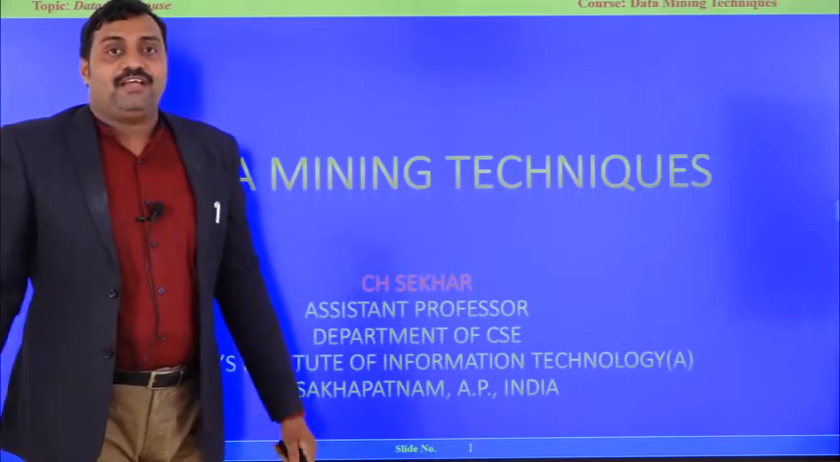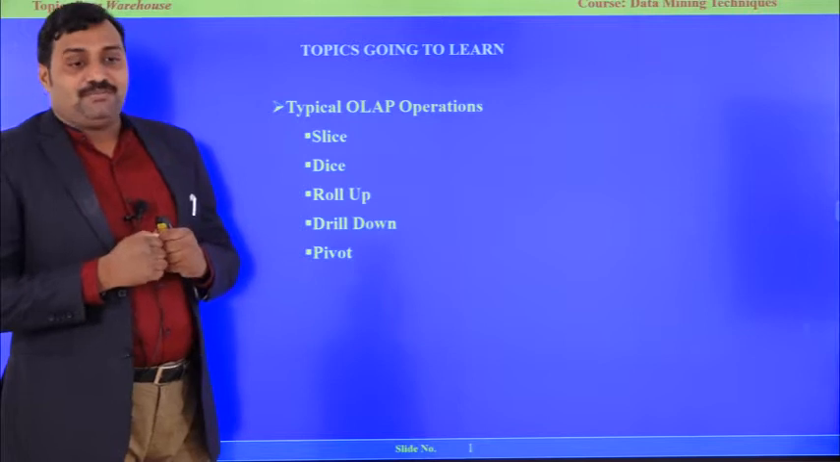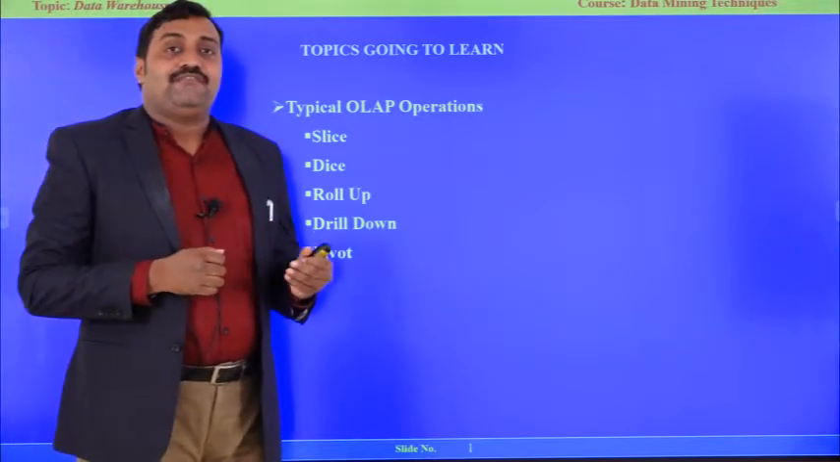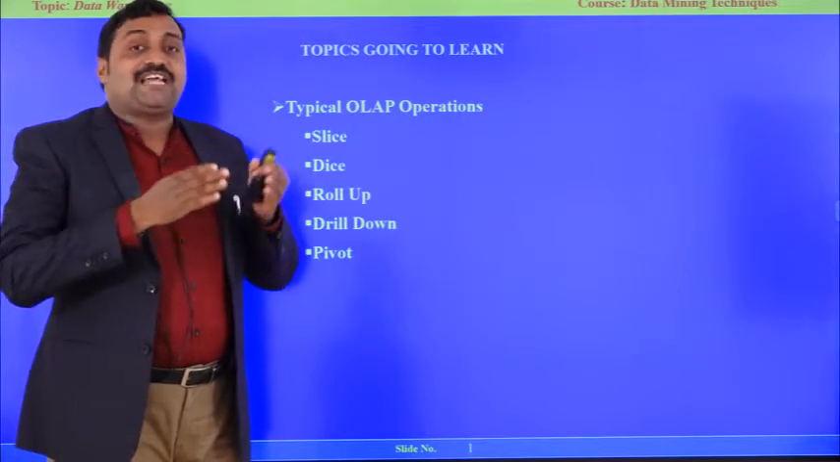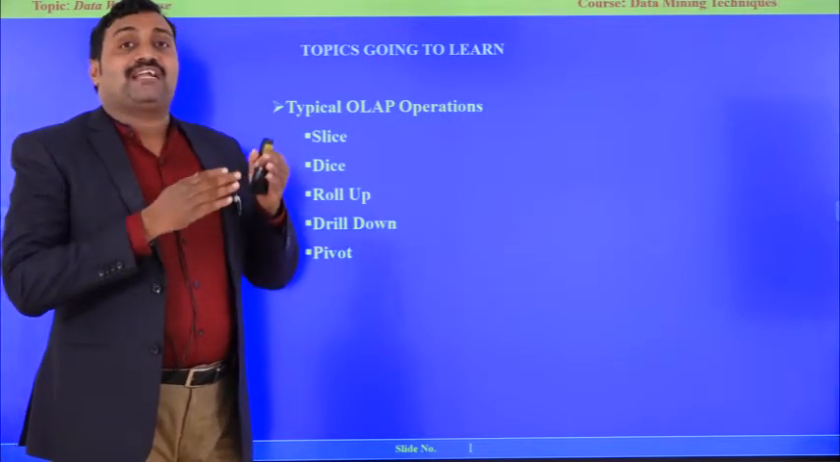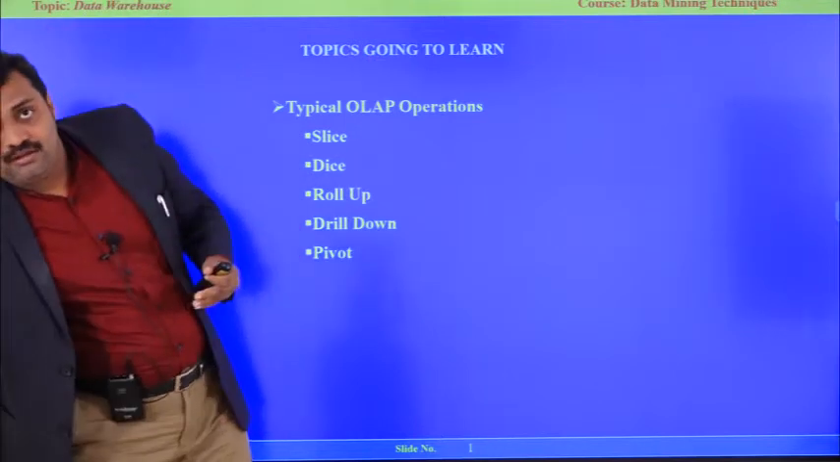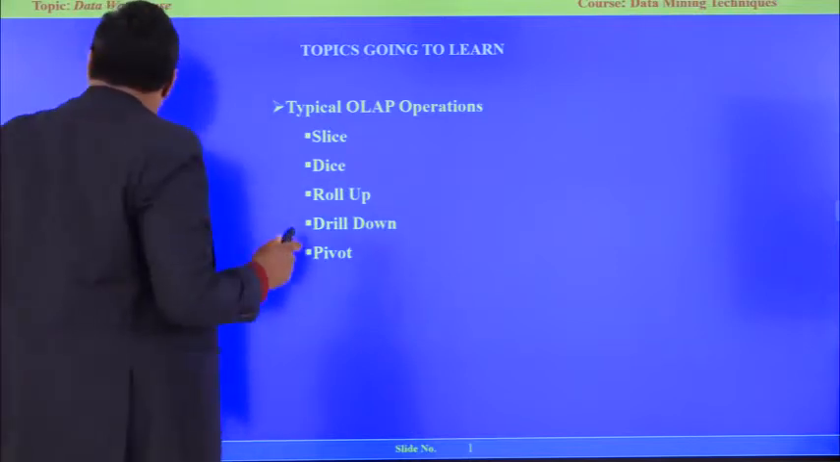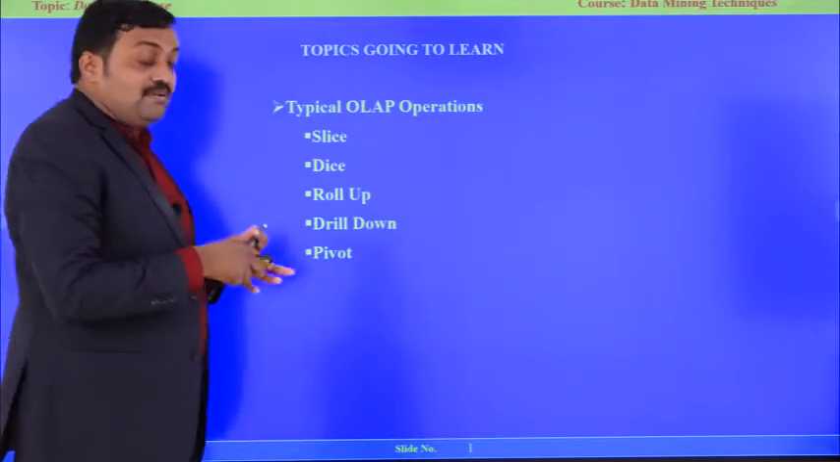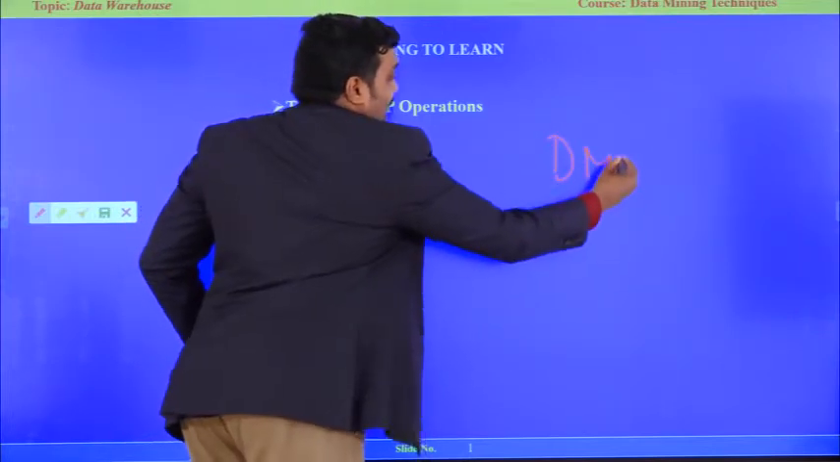Everyone, today I am going to discuss a very interesting and important concept. In previous sessions we understood what a data warehouse is, what a data cube is, and what the architecture and multidimensional schemas are. Now, in case of a DBMS, whenever we have tables, we work with the help of DML and DDL commands.